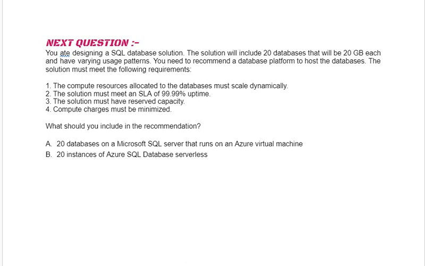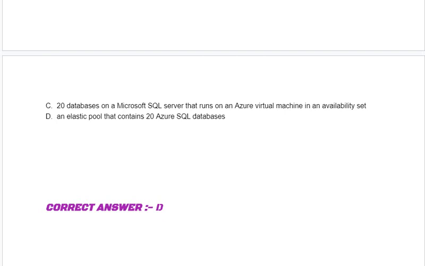Option A, 20 databases on a Microsoft SQL server that runs on an Azure virtual machine. Option B, 20 instances of Azure SQL Database Serverless. Option C, 20 databases on a Microsoft SQL server that runs on an Azure virtual machine in an availability set. Option D, an elastic pool that contains 20 Azure SQL databases. Correct answer is option D.